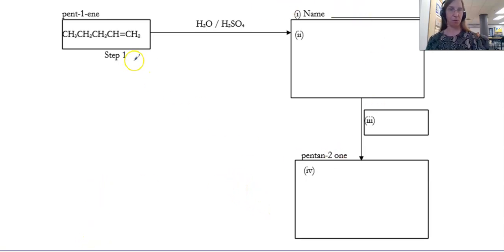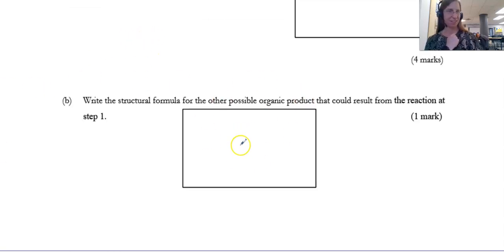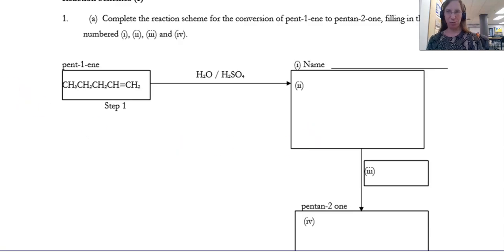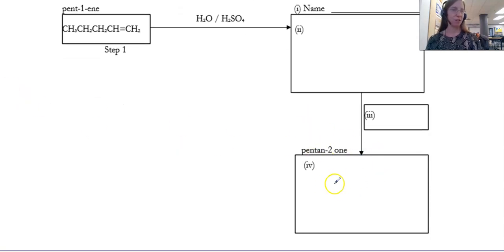So for this one, I'd look at it, okay, alkene. You might think, oh yeah, I know this addition reaction, and so I can put my product here, but you might also think, oh wait, there are two possible products there. And in fact, part B of this question is what is the other product from step one? So how do I know which one is here? Well, I need to look at the final product in order to know what's going to be here. This is a ketone, pentan-2-one. So I'll draw that out.